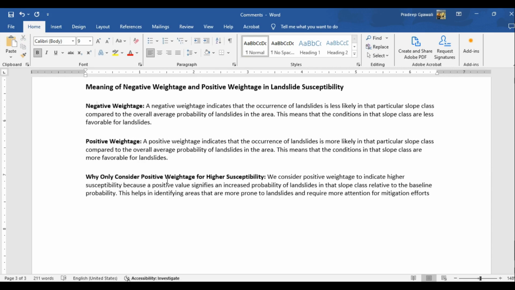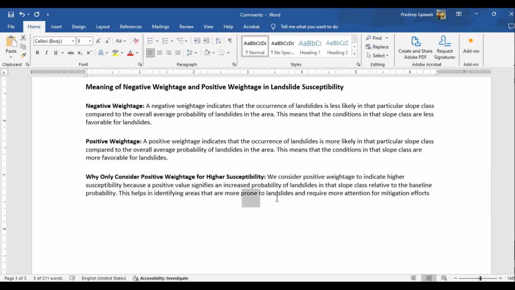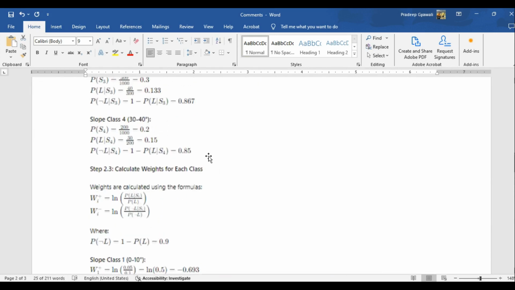Why only consider the positive weightage for higher susceptibility? We consider the positive weightage to indicate the higher susceptibility because the positive value signifies the increased probability for landslide in that slope class, relative to the baseline probability. So this helps in identifying the areas that are more prone to landslide and require more attention for mitigation efforts. Okay, this much for the calculation part.